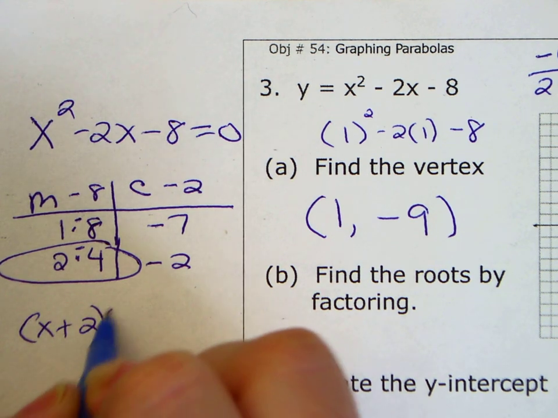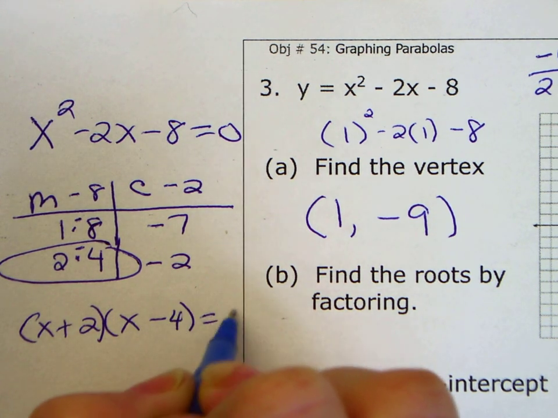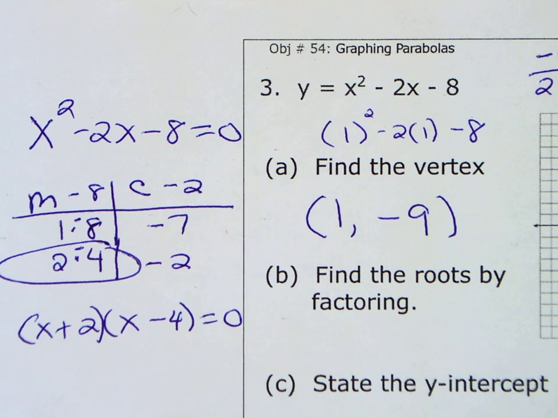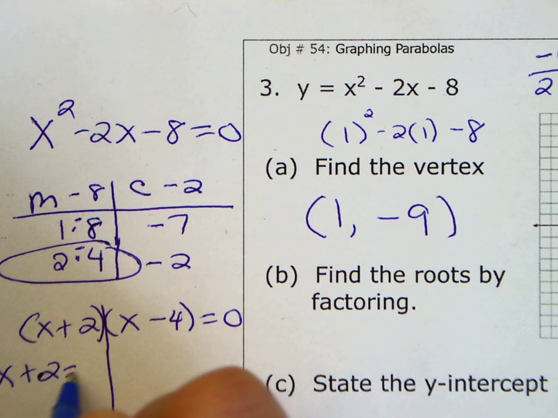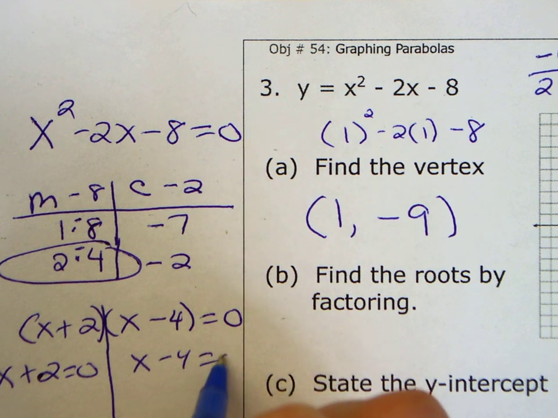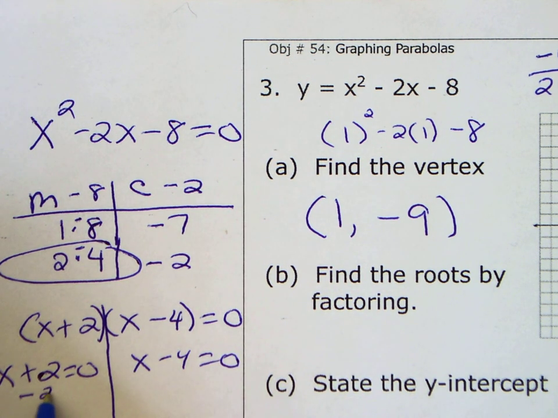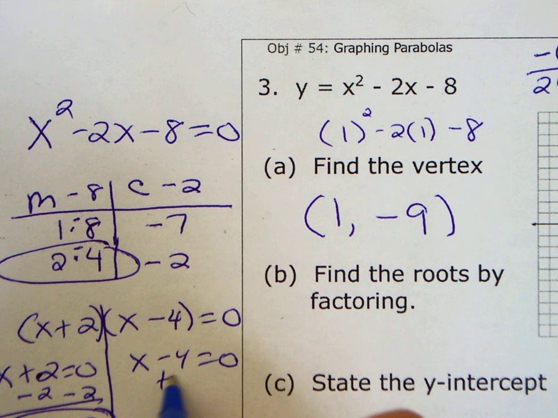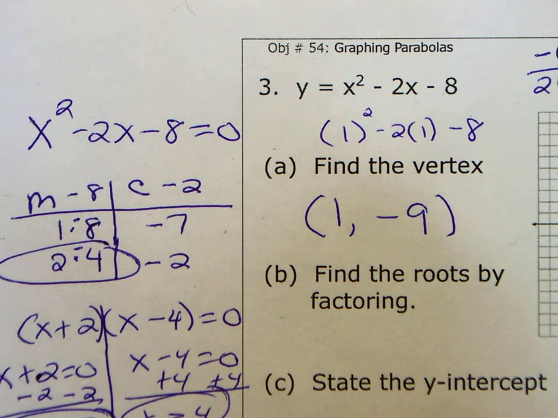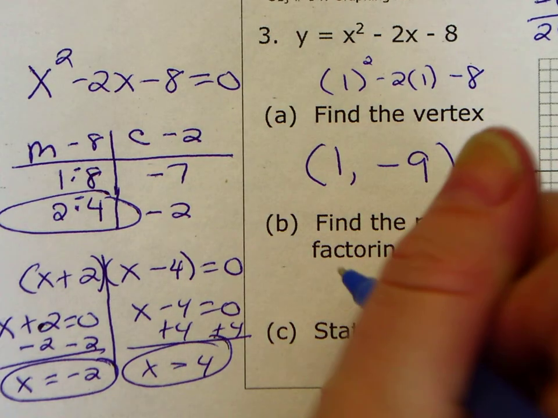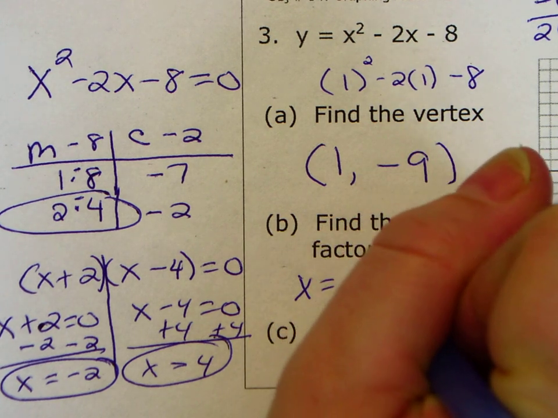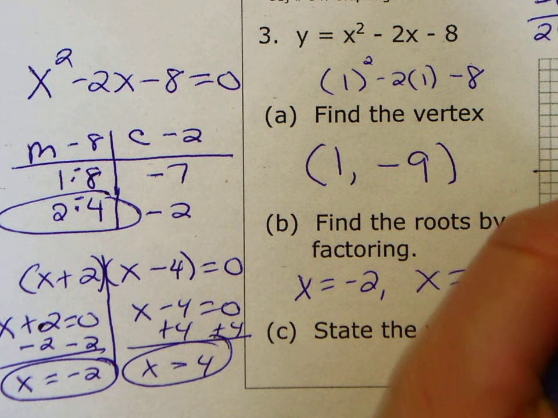X plus 2. X minus 4 equals 0. And then set them equal to 0 to solve. To solve, over here I'm subtracting 2. And over here I'm adding 4. Okay. So those are my roots. Oopsies. So I'm going to write those over here. X equals negative 2 and x equals 4.